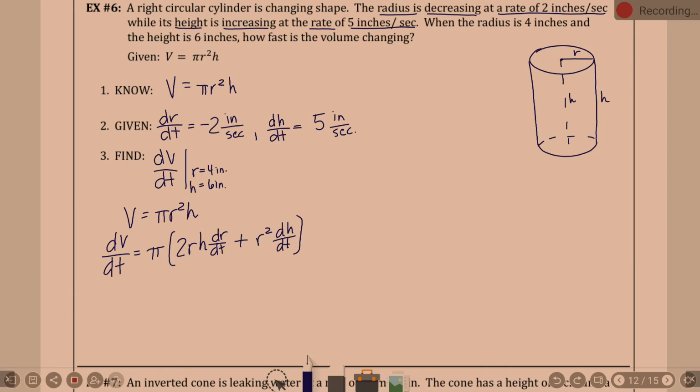This might be a needed break, because do we have everything we need to fill in? I mean, we need r, h, dr/dt, and dh/dt. We have all of those in this scenario, don't we? Oh, yeah. So fill in. You don't always have everything. Okay, pi times 2 times 4 times 6 times negative 2 plus 4 squared times 5.